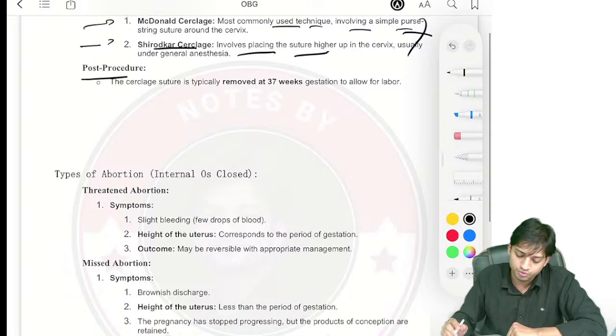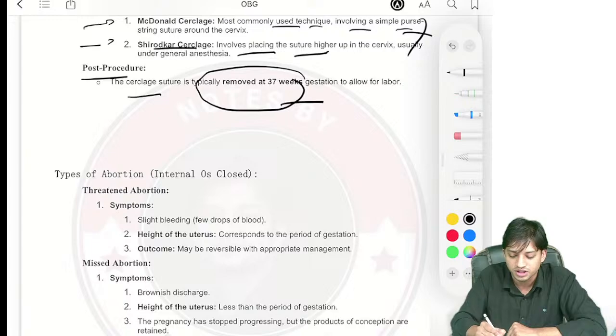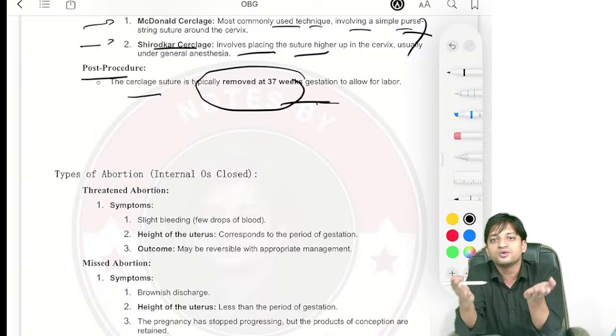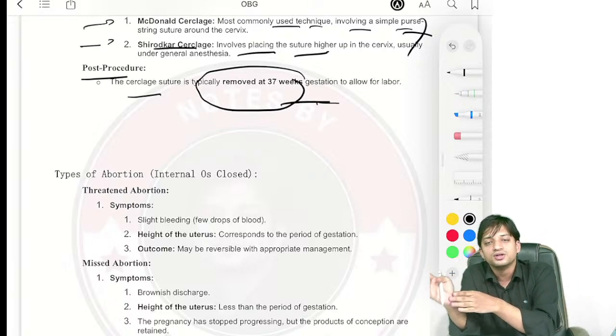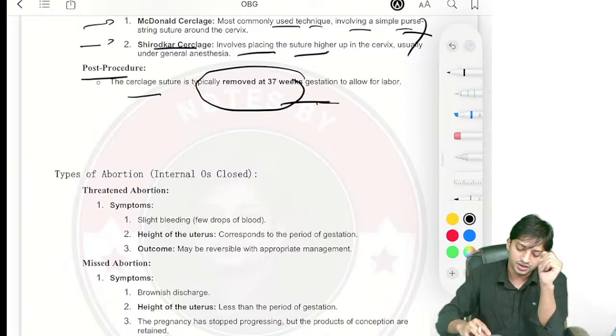Coming here to the post procedure. What do you do at the post procedure? Cerclage suture you typically remove after 37 weeks of gestation. Why? Because you want the female to deliver, so you will have to remove the sutures so that the female can deliver. So after 37 weeks you will just remove the sutures.